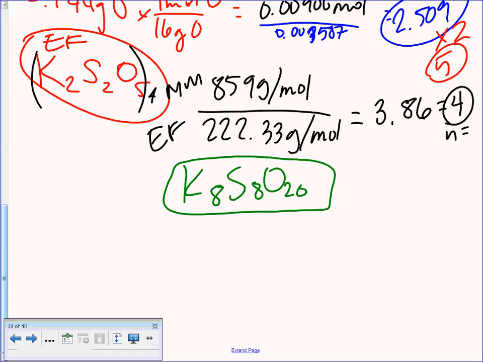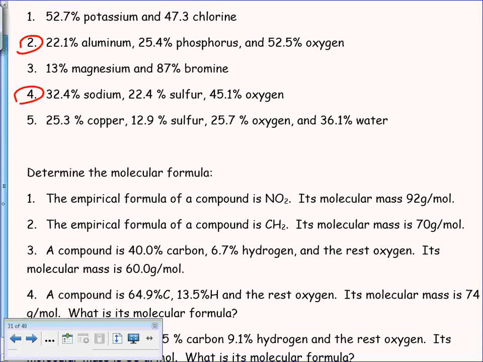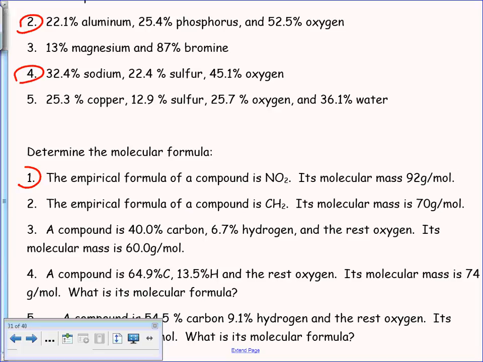Do you feel better about EFs and MFs? Yes. Okay, you have a process. This is for you. But I will do you a favor, and I will chop this down to bare necessities. You have more to do if you need more practice. But I want you to do numbers 2, 4, 1, and 4. I brought it down to 4. You're welcome. But please get that done right now.